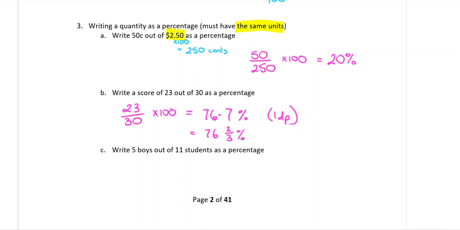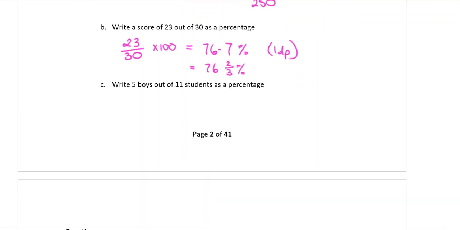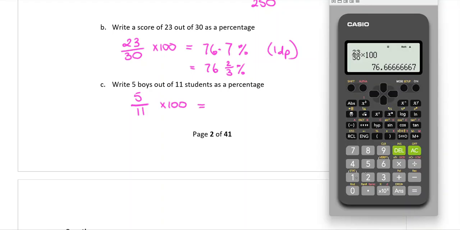Question C. Write 5 boys out of 11 students as a percentage. First thing we do is make it a fraction. We have 5 boys out of 11 people. To make it a percentage, I times by 100. Type it in, 5 over 11 times by 100.